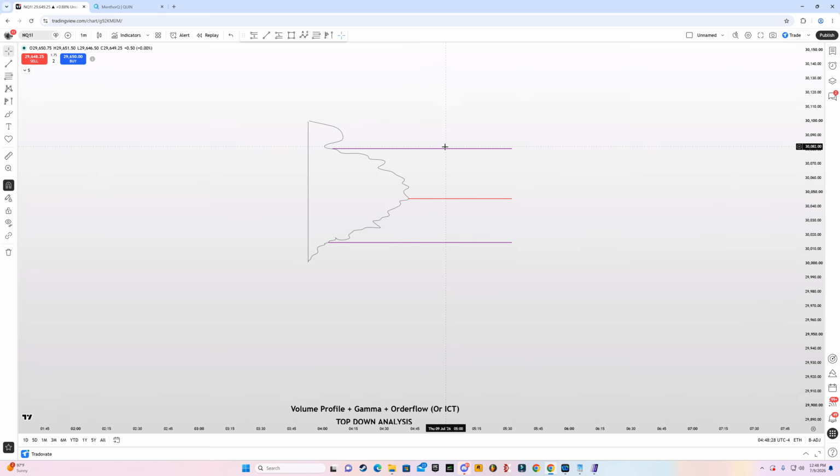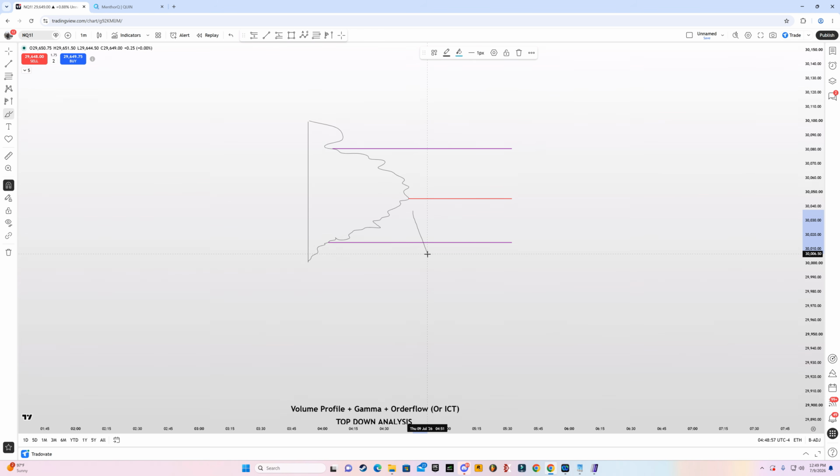And then we have the value area high, and this is the value area low. Everything in between the value area high and value area low is considered fair value, a balanced price, because all the participants were happy inside this balance, and that's why we built a lot of volume here. 70% of the volume is transacted within the value area high and value area low.